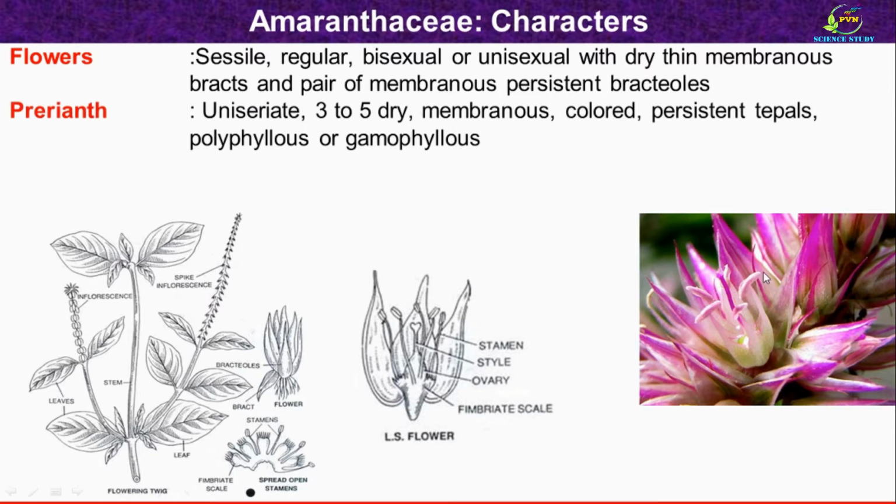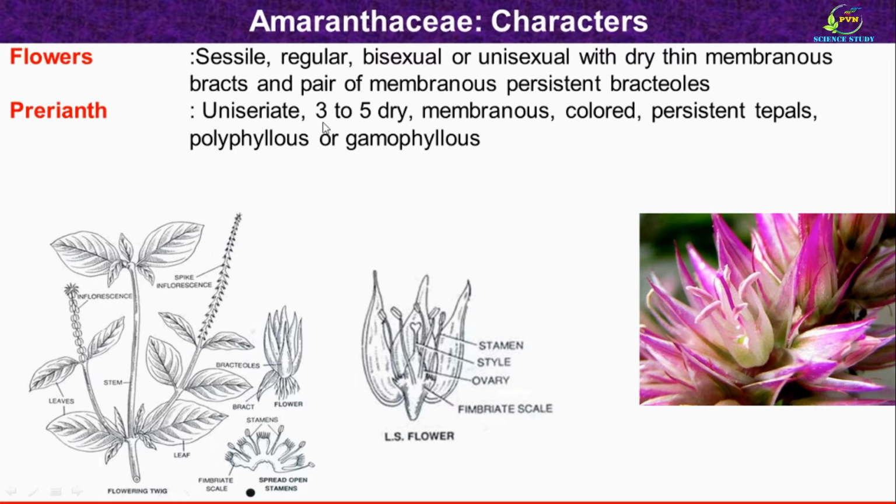Then in Amaranthaceae family member, calyx and corolla are absent, but instead of calyx and corolla, perianth is present, and this perianth is made up of tepals. So you have to remember that perianth is always composed of tepals. So this is the perianth of the flower. It is uniseriate.